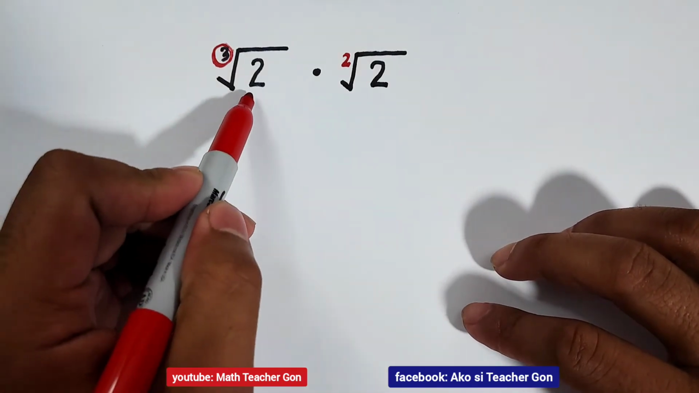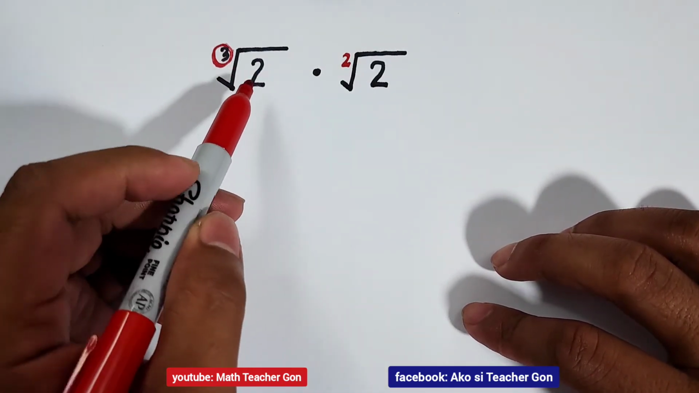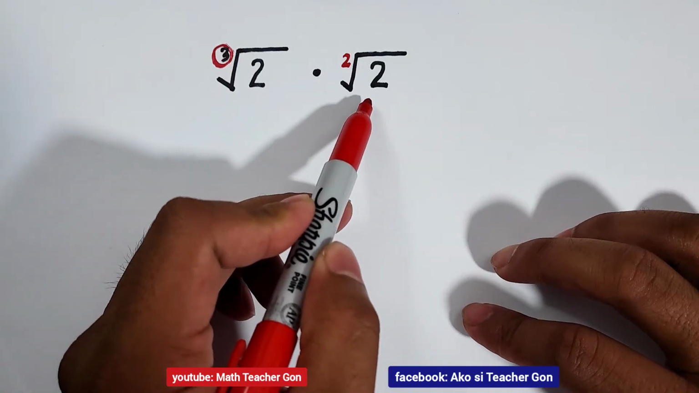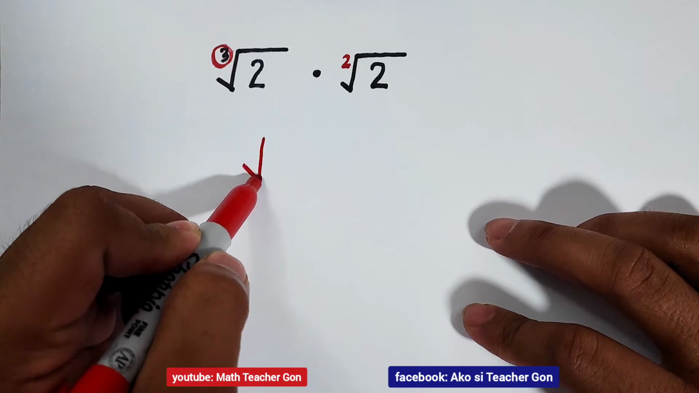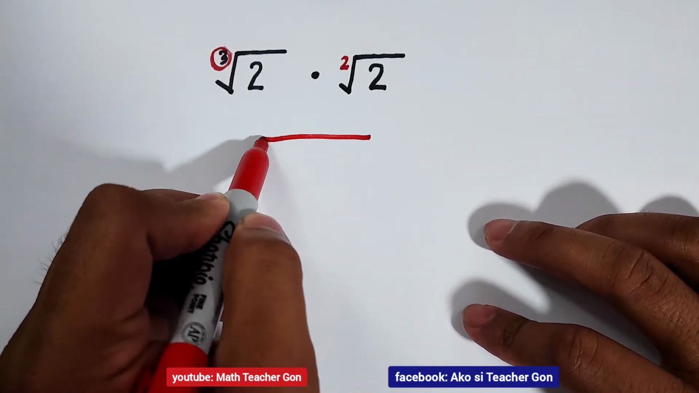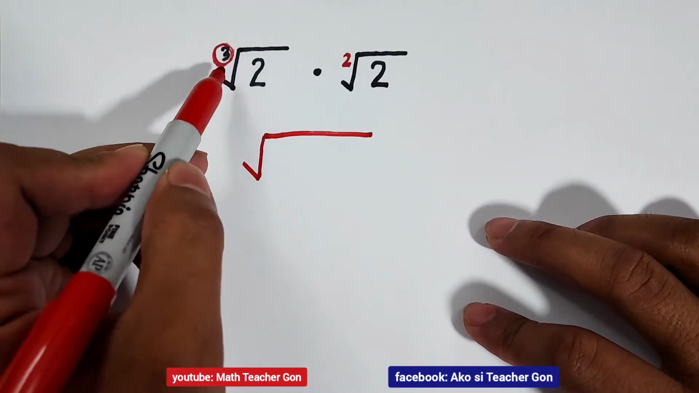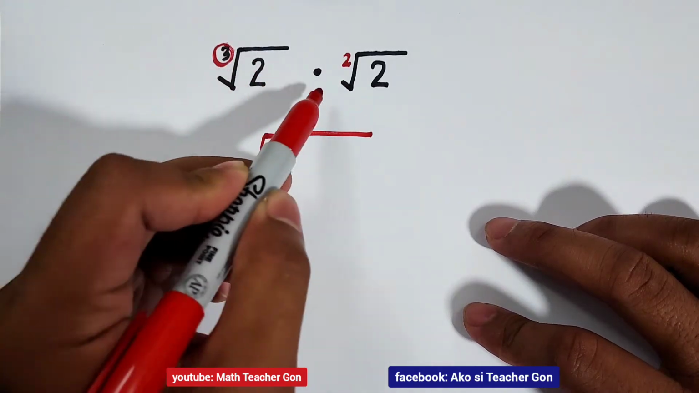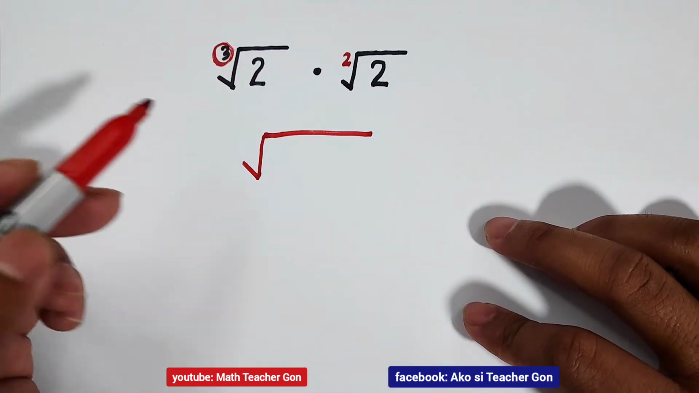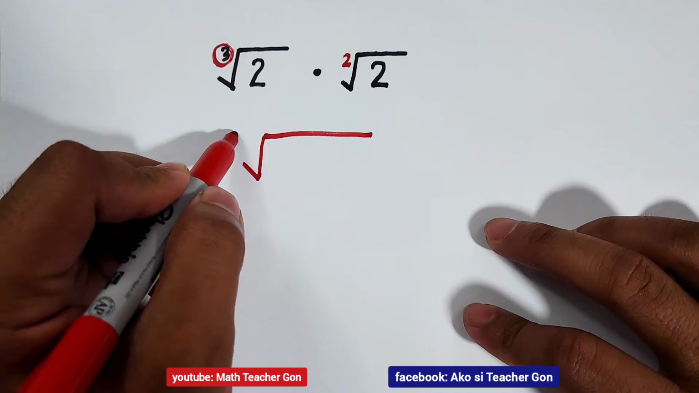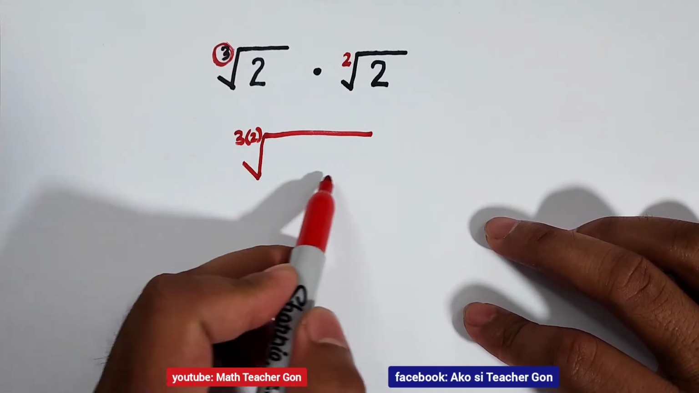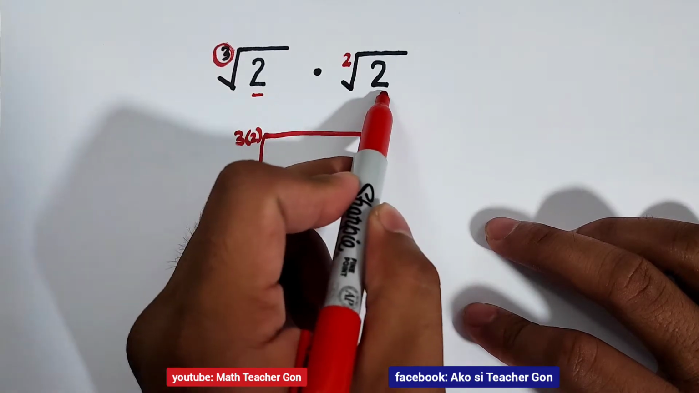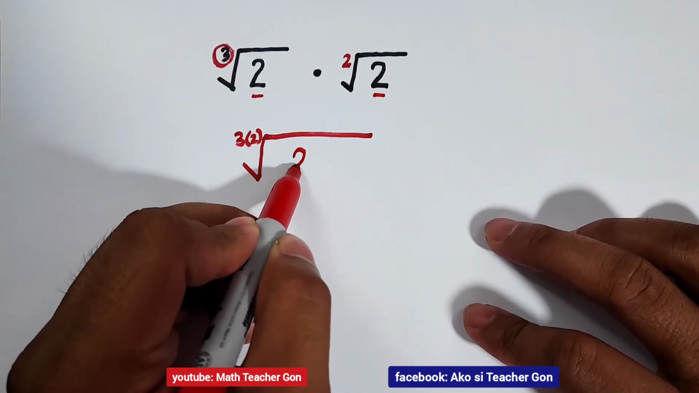First, as you can see, we have the cube root of 2 times the square root of 2. All you need to do here is to create a single radical like this one and then multiply their index so that it will become the new index of the answer. So it will become 3 times 2. And for the radicand, copy the same radicand, which is 2.